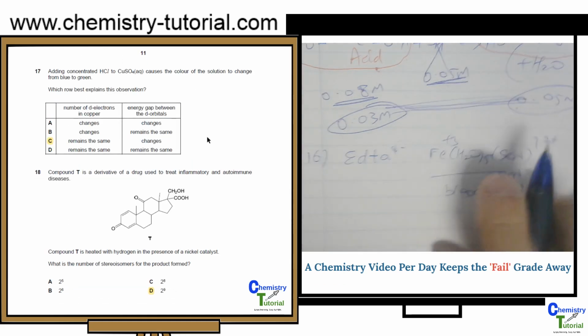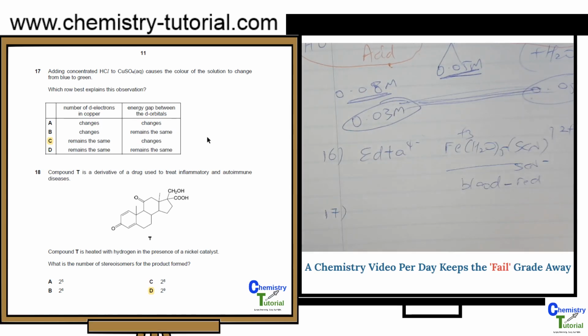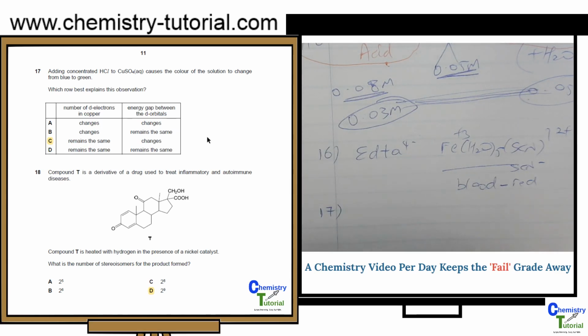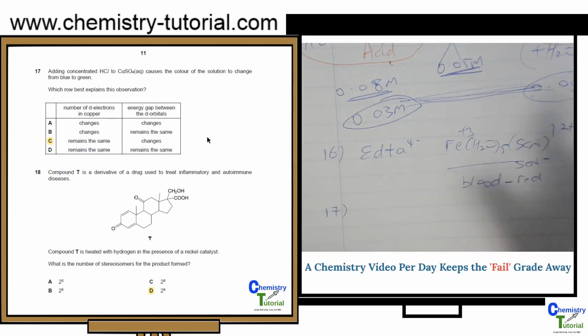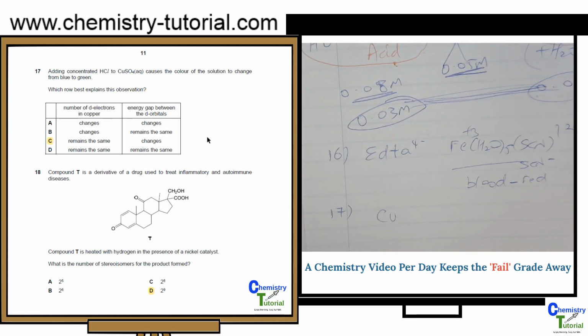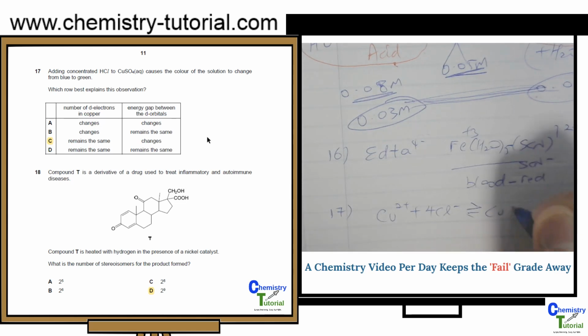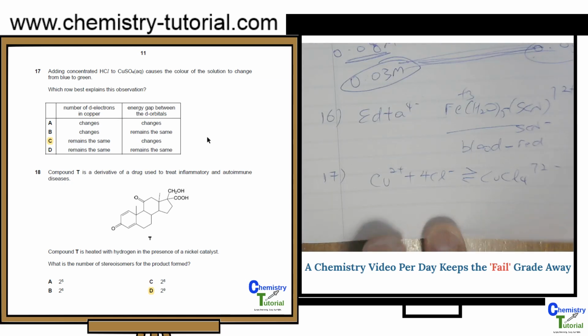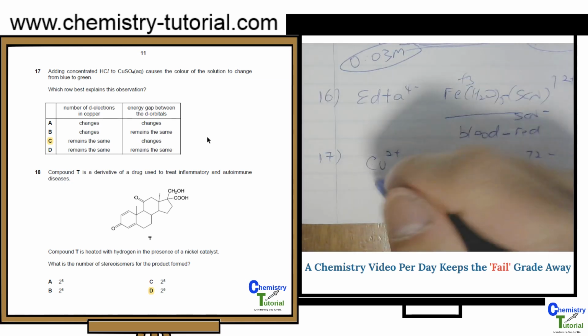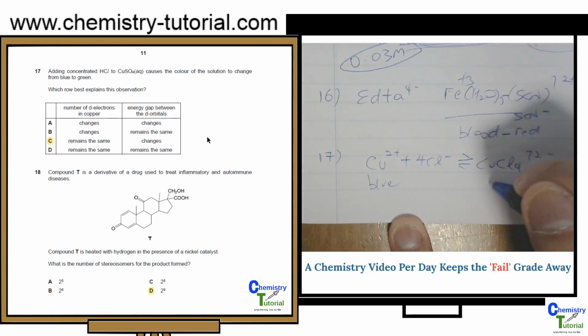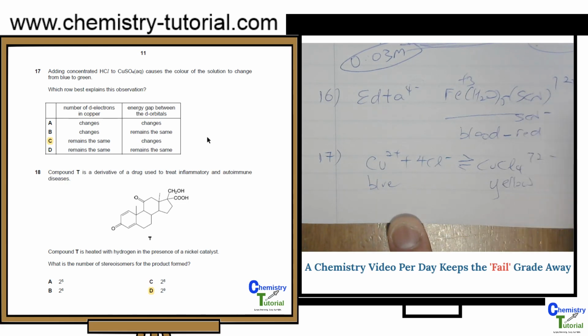Now let's look at question 17. Adding concentrated HCl to copper(II) sulfate causes the color of the solution to change from blue to green. Now here, CuSO4 has a charge of 2 plus, but sometimes people just write this way, Cu2+ plus 4Cl minus, to give you CuCl4 2 minus. Now this is your blue solution. What do you think is the color of this one? This is actually yellow. You learn this under the transition metal chapter.